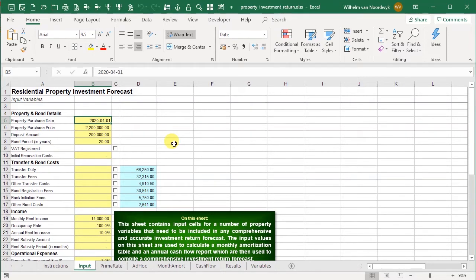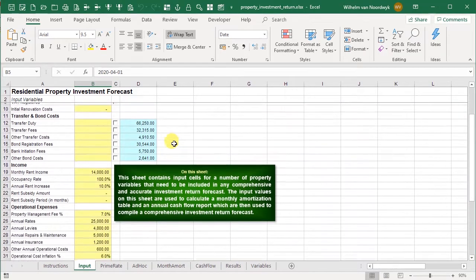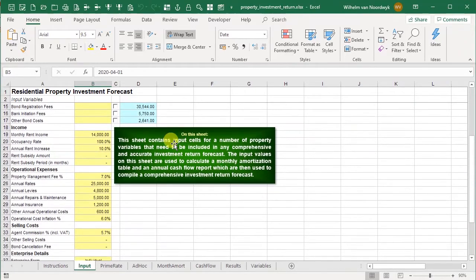The second part of the input values is for transfer and bond cost. You can enter your own in the yellow cells, or you can just leave the check boxes unchecked and use the default values that are calculated in the template. For income, there's monthly rental income, occupancy rate, annual rent increase, and if a rent subsidy is appropriate, you can enter the amount and the period.